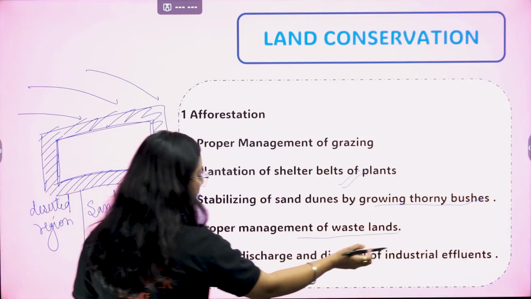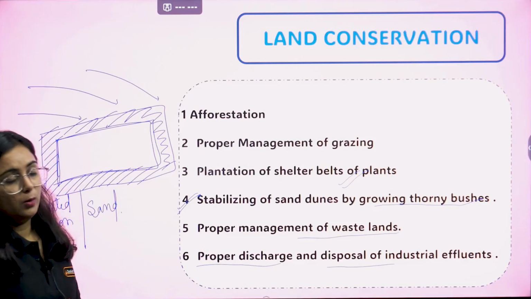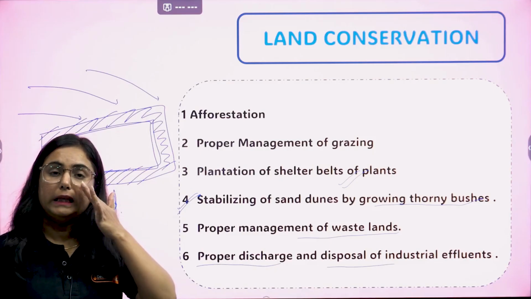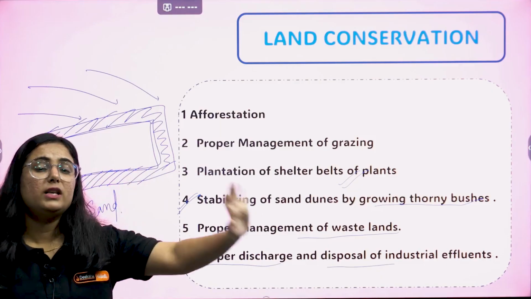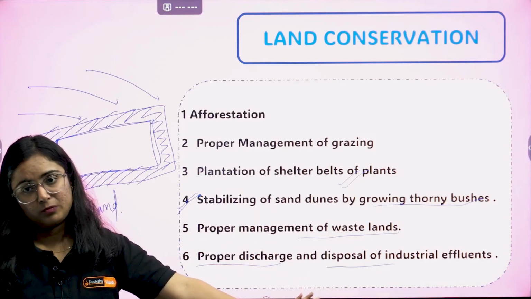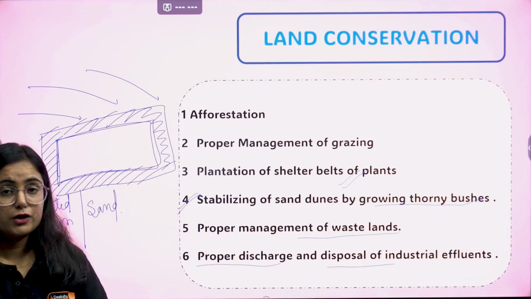Proper management of wasteland, proper discharge and disposal of industrial effluents, because we know that when industries directly discharge their hazardous effluents on the land, it gets degraded, right? So these are the steps followed for land conservation.